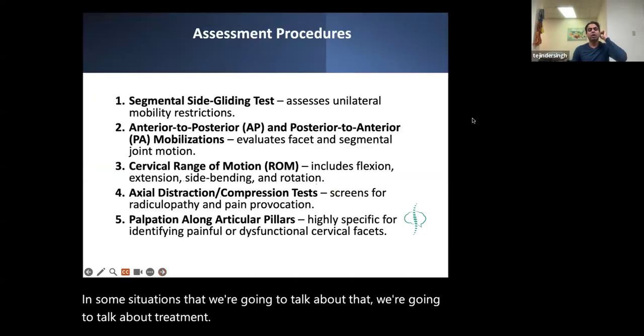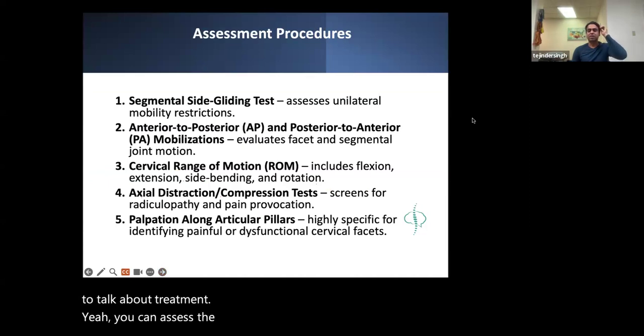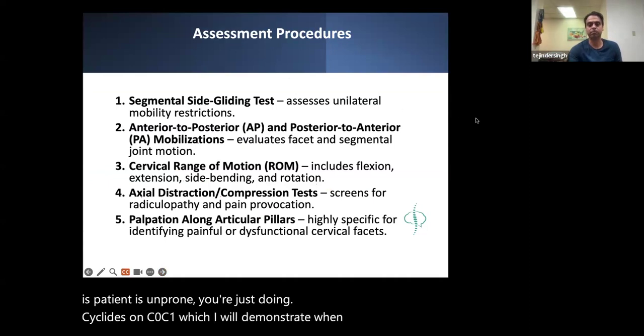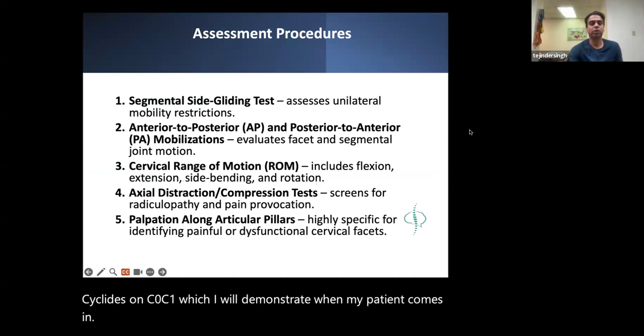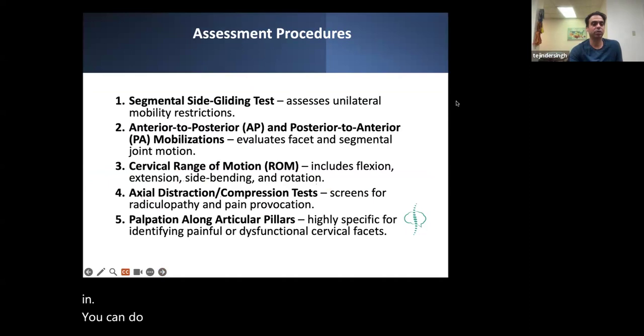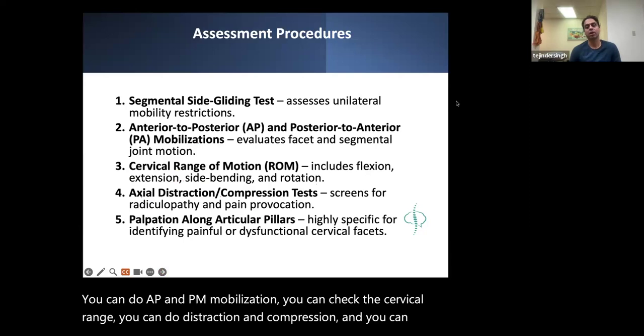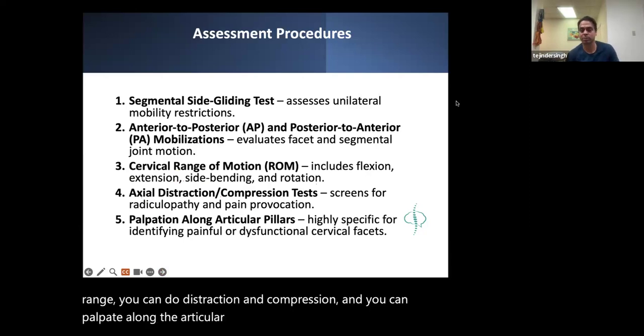You can assess the segmental side glide test. All you're doing is the patient is prone, and you're just doing side glides on C0, C1, which I will demonstrate when my patient comes in. You can do AP and PA mobilization. You can check the cervical range. You can do distraction and compression, and you can palpate along the articular pillars, which I'm going to demonstrate.